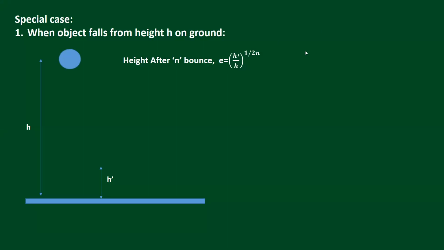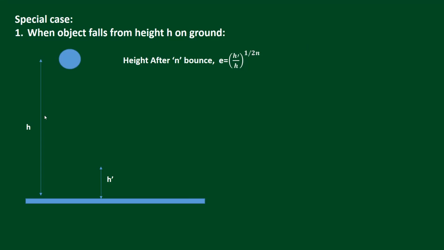In the previous video, we have seen the concept of impact and how to solve problems on the direct impact. Now, in the direct impact, there are two special cases. Case one: if you drop an object from a certain height h, it will bounce and then achieve a certain height, h dash. If you know the number of bounces, then we can determine the height after that bounce.